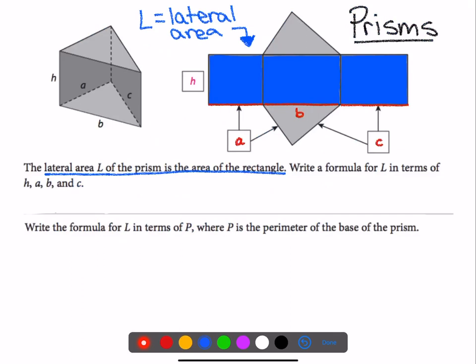So, lateral area is basically the area of the shape without the two bases. So if you find the area of all the sides without the bases, you have lateral area. In the case of a prism, the lateral area L is the area of the rectangles. Now we do have an equation just for L to find out the lateral area. So if we were to take the lateral area of all three of these, then we'd be able to find that lateral area.